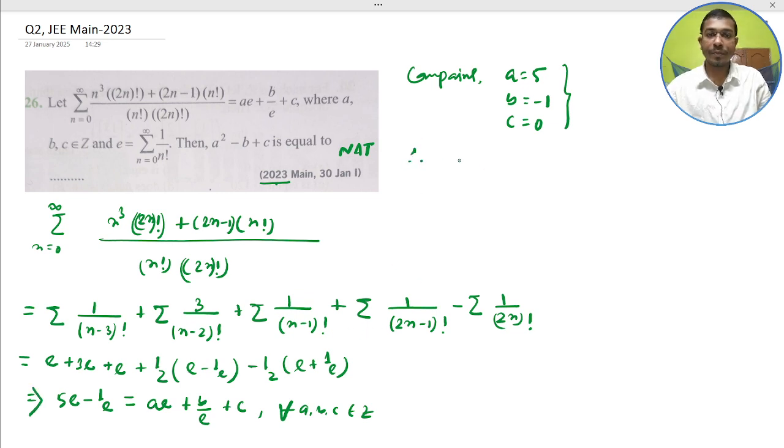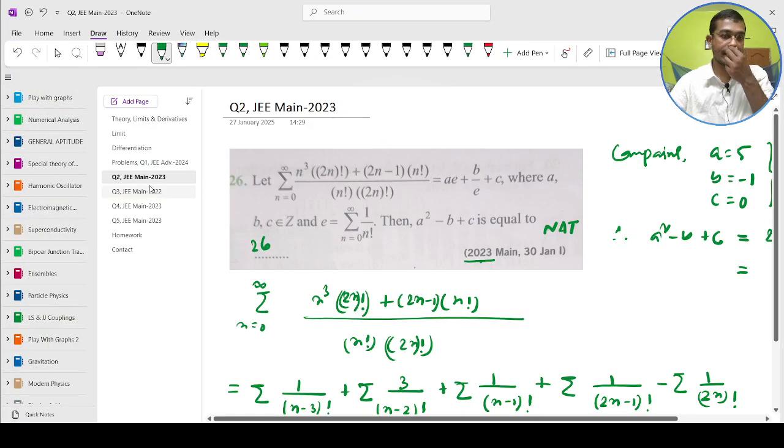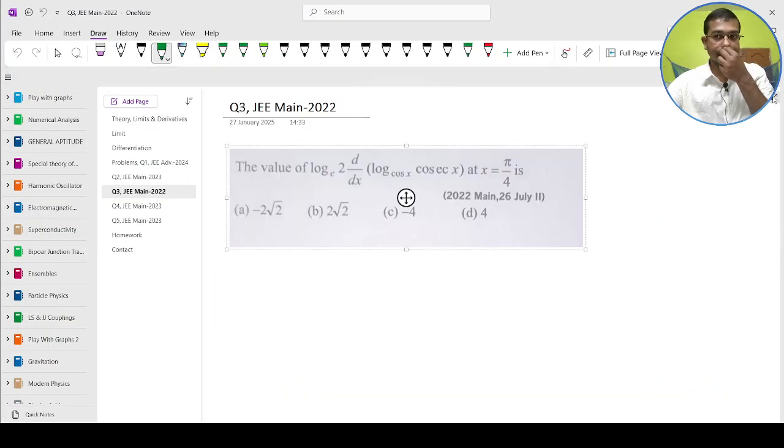And you have to find, therefore, a square minus b plus c equal to what? Means 25, put this value, minus of minus 1, plus 0. This should be what? 26. So 26 would be our answer. Just write 26. This is solved in NAT type question, JEE Main. Next.